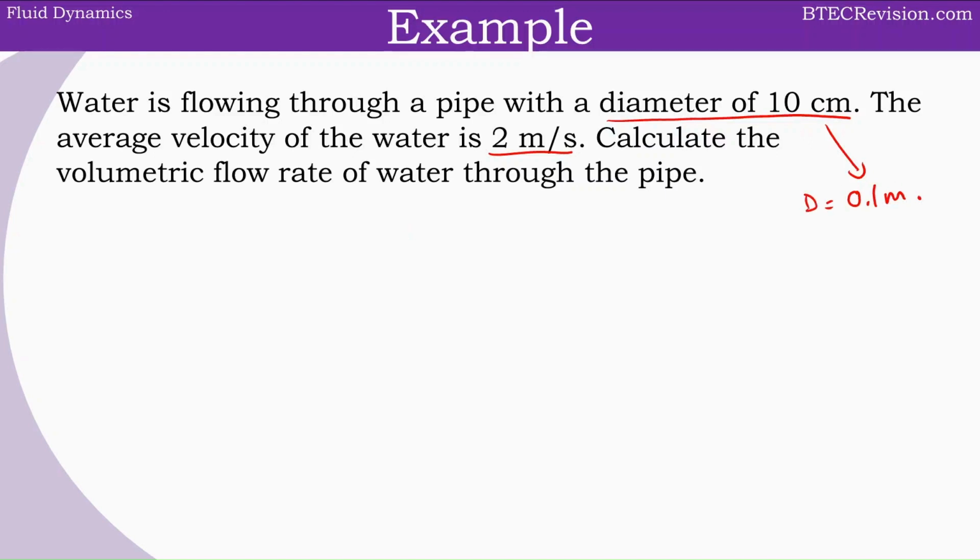Now we can write down the equation. We have V dot equals, now there's two forms. The one we need to use is the one that has velocity because we have the value for velocity. So that's area times velocity.